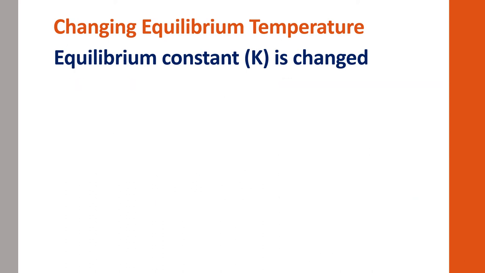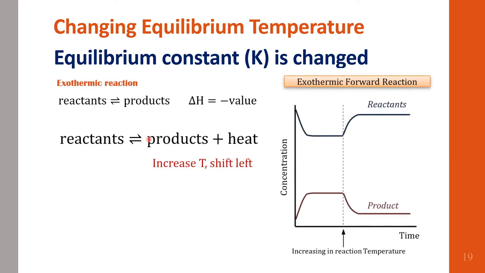If we look at the exothermic reaction, same thing, this is the equilibrium point. And we start to increase the temperature here. For the exothermic reaction, increase the temperature, it shifts to the left, which means reactant is increased, product is decreased. Once the product is decreased, K is also decreased.